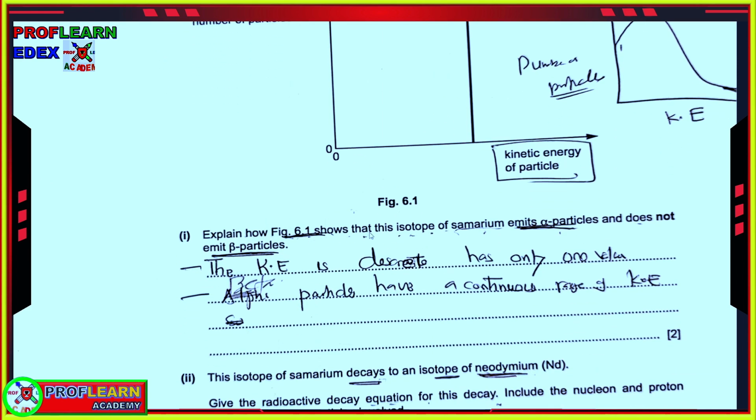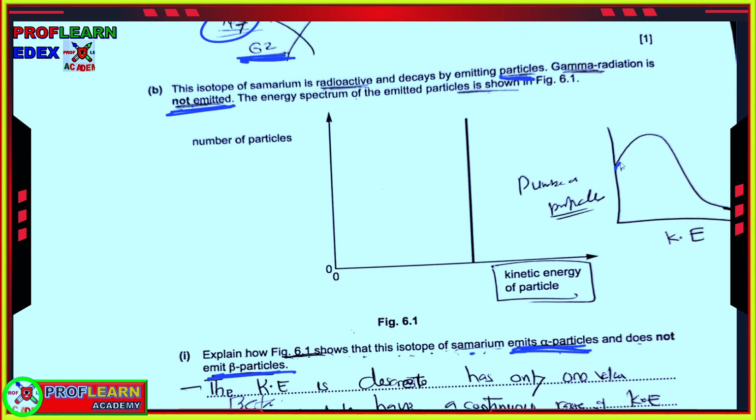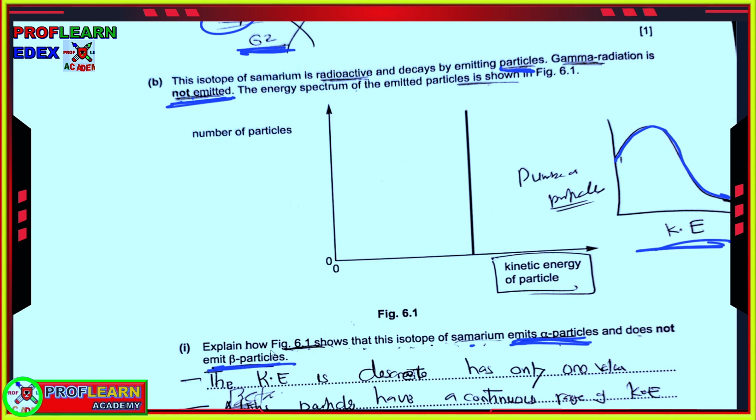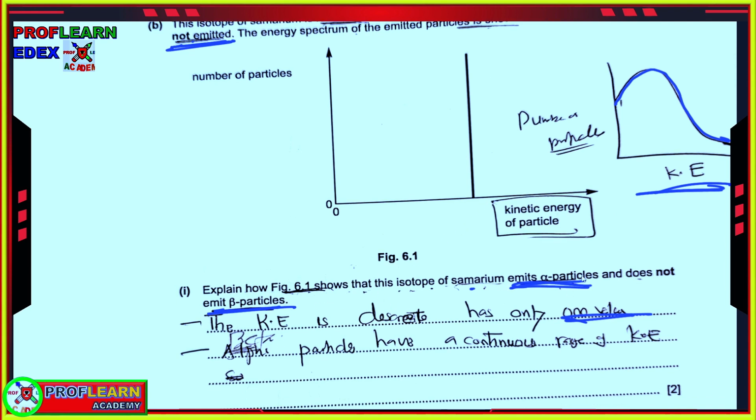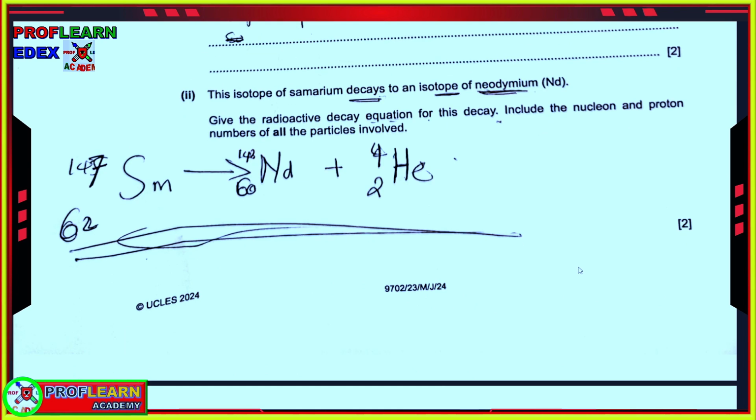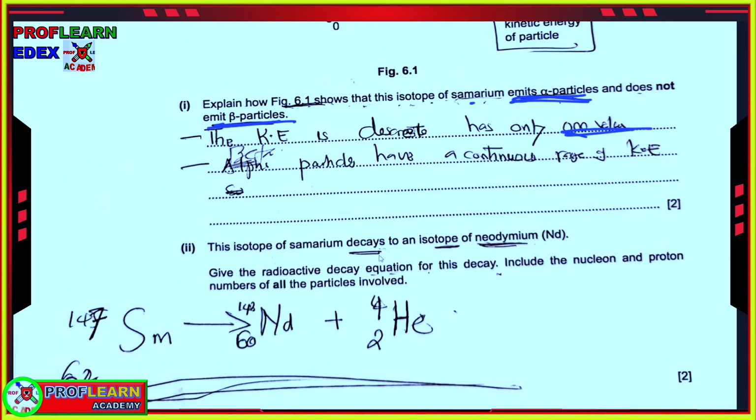So we are supposed to explain how this figure shows that this isotope of samarium emits alpha particles and does not emit beta particles. If we were talking about beta particles, we would have a continuous range of energies. But since we have a discrete, single value of kinetic energy, this means alpha particles are being emitted. So that's how you are supposed to answer that question. Then the isotope of samarium decays to an isotope of neodymium. So samarium is decaying to neodymium, giving what?